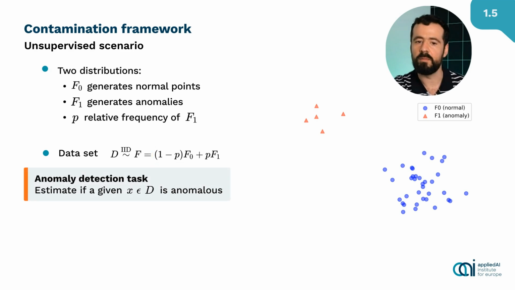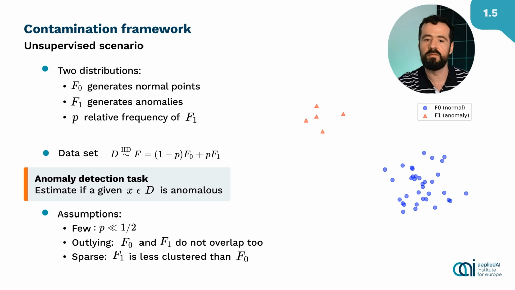The task of anomaly detection is then to estimate if a given sample which comes from this distribution is actually anomalous or not. Note that we don't have any labels available, because we're just drawing all the points from the same distribution D. Looking at this setup, I guess it's pretty apparent that we will need additional assumptions in order to be able to identify anomalies reliably.